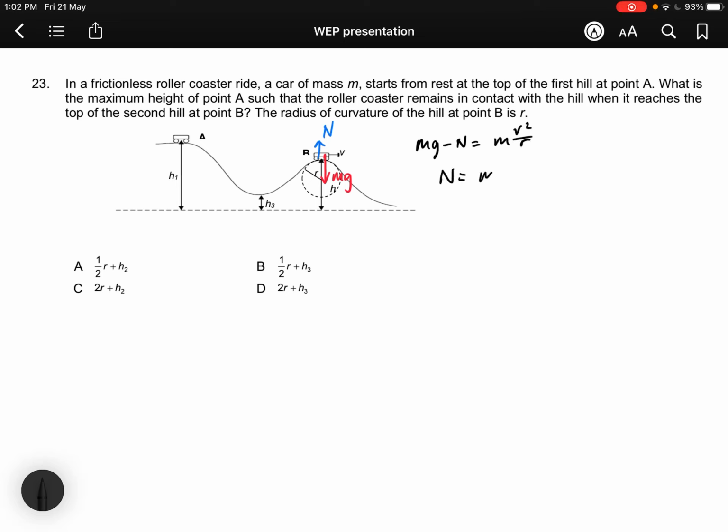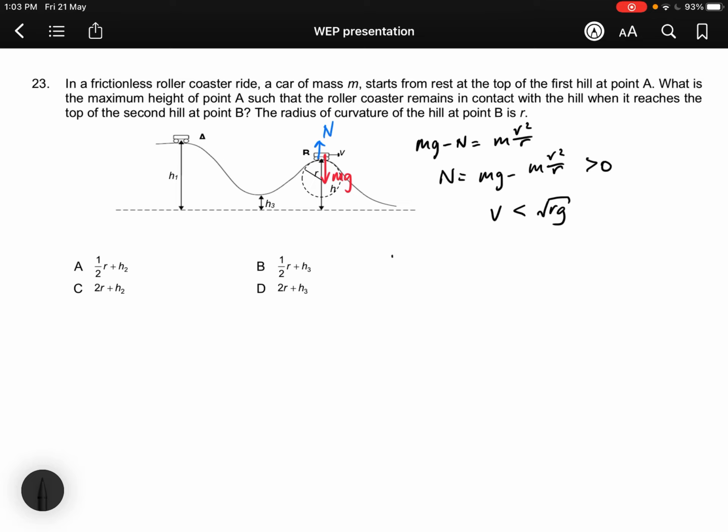N is equal to mg minus mv square upon r. N has to be greater than 0, so that means that v will be smaller than square root rg. So with this, how do you solve for the maximum height of A?